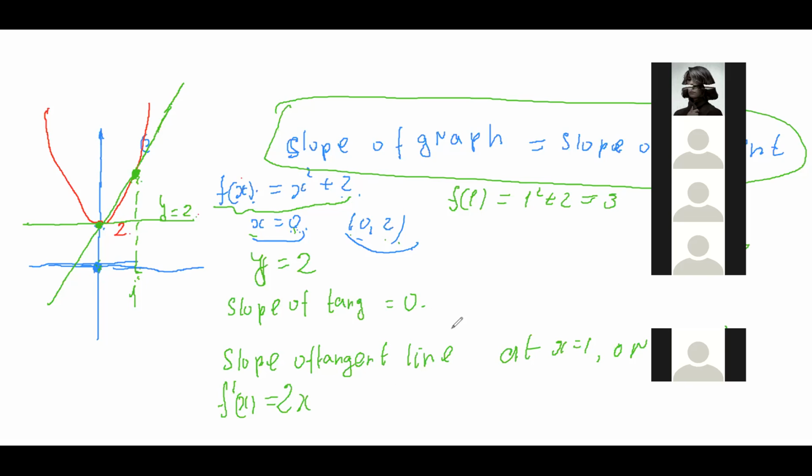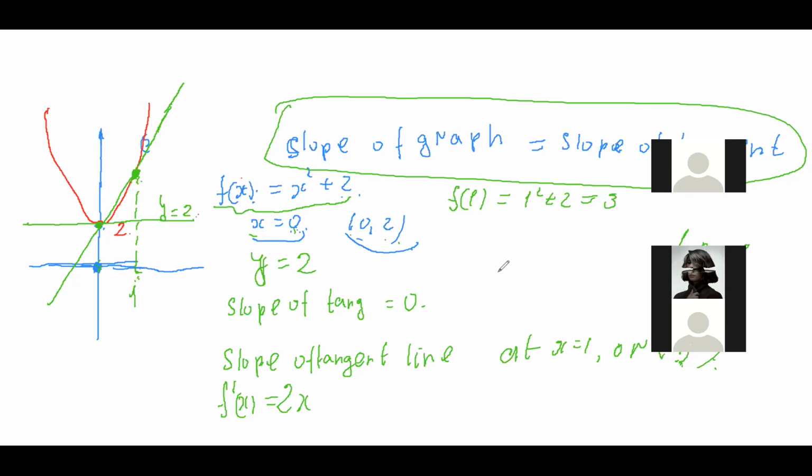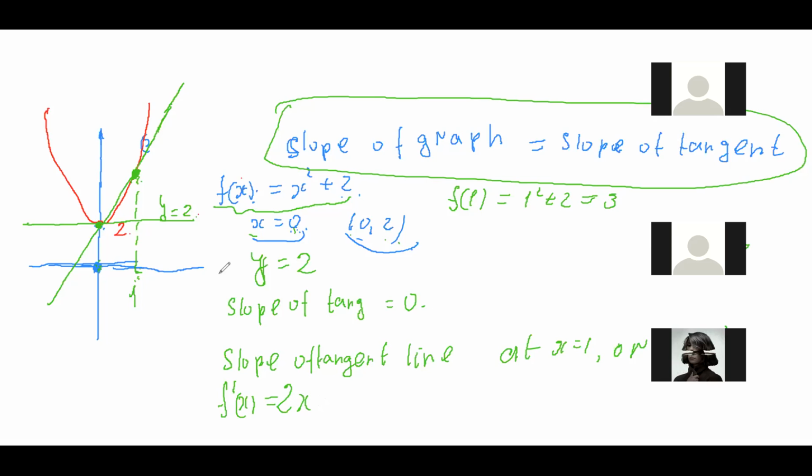Okay, thank you, Nika. Now I want to ask Luca Sanakuevi. Are you here, Luca? Yes, I'm here. Luca, could you please help me? We found the derivative f prime x equals 2x. But the question is, what is the slope of the tangent line at the point x equals 1? How can we find it?